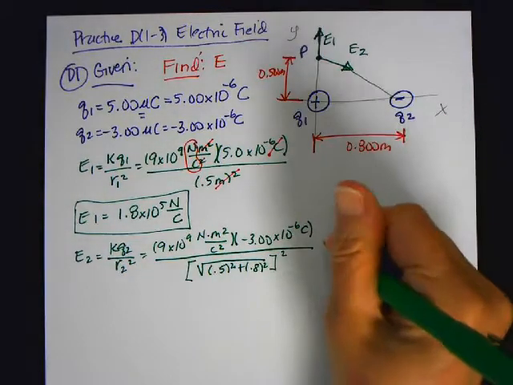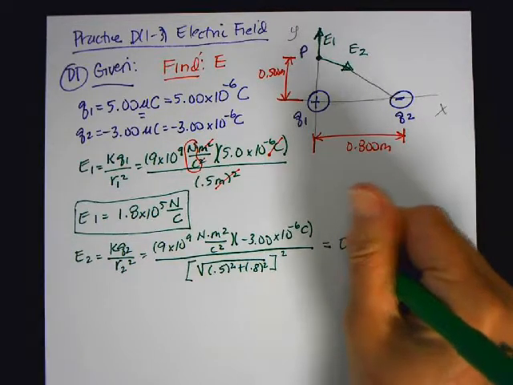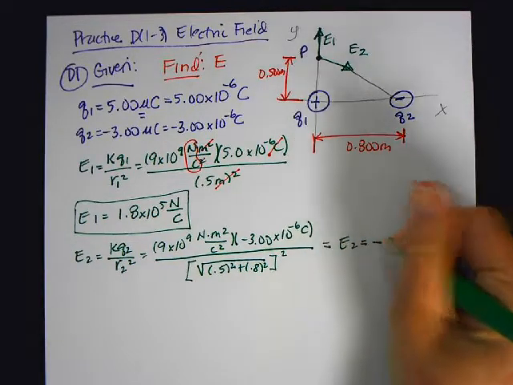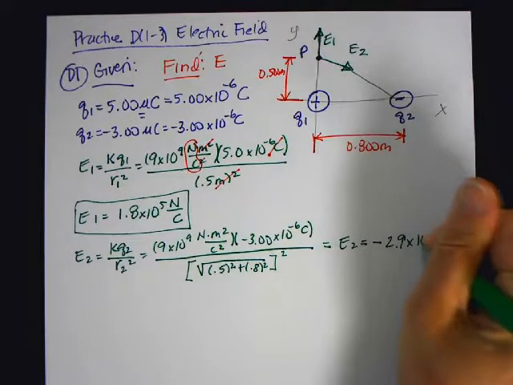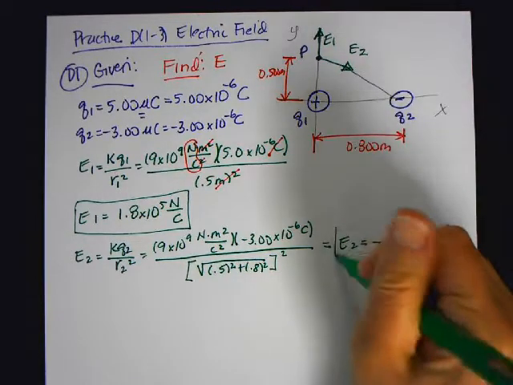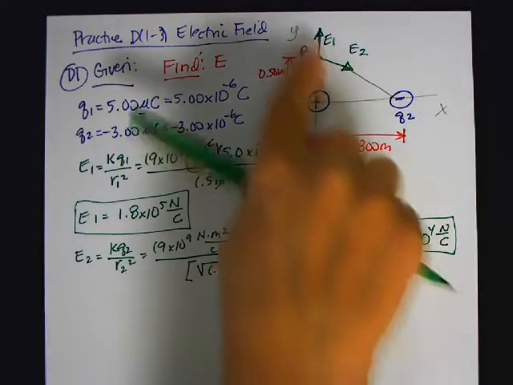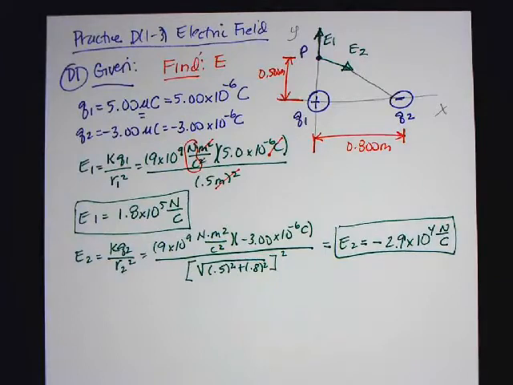So when we put all this in our calculator, E2 comes out to be -2.9 times 10 to the 4 newtons per coulomb. Now, if this was all y and this would be all x, this would be easy to add. Okay? But because this is at an angle, we now have to figure out the horizontal and vertical component.